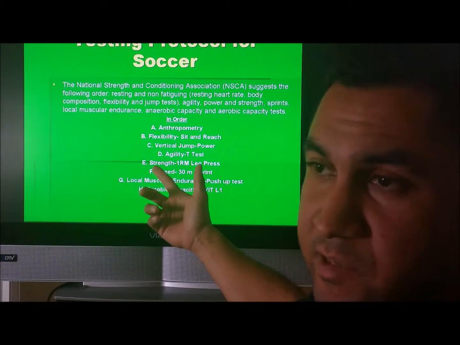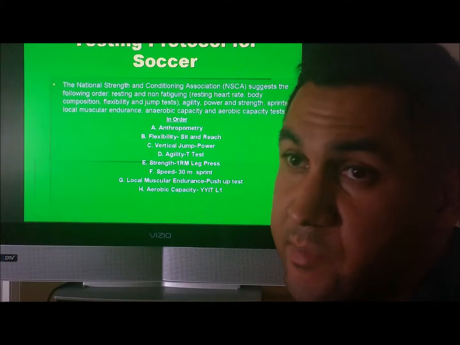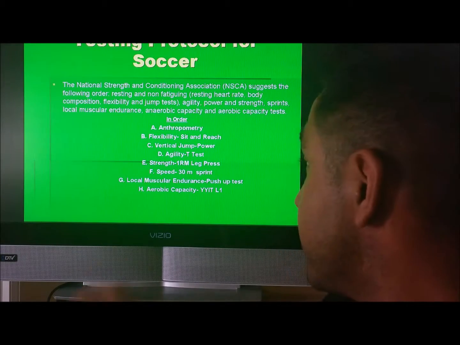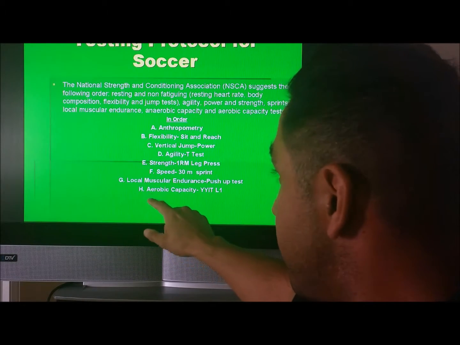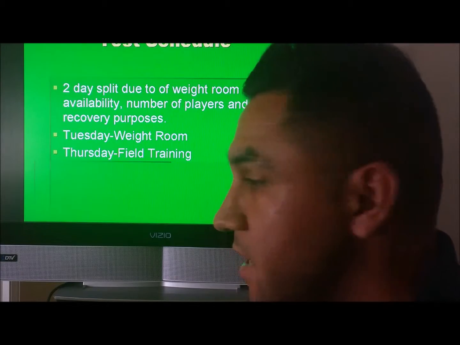Why are we utilizing the 30-meter sprint? The average sprint distance for a soccer player is about 32 yards, so it's equivalent to 30 meters. Local muscle endurance, push-up test, and the aerobic capacity by the yo-yo intermittent 1 test.